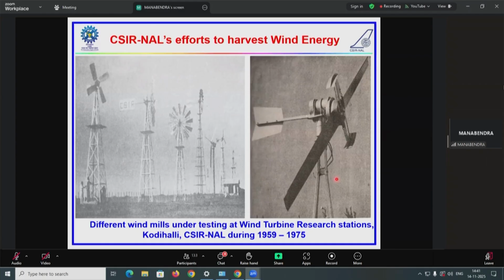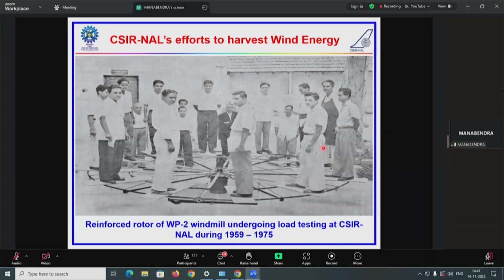We started by understanding what exactly were the wind turbines that were imported, and at the same time we had some in-house designs also during 1959, the 60s, and that period. As you see, those systems were all put in the same wind farm, and they were tested to understand the nuances of the operation of these systems. You can see over here various other models. You can see here one more.